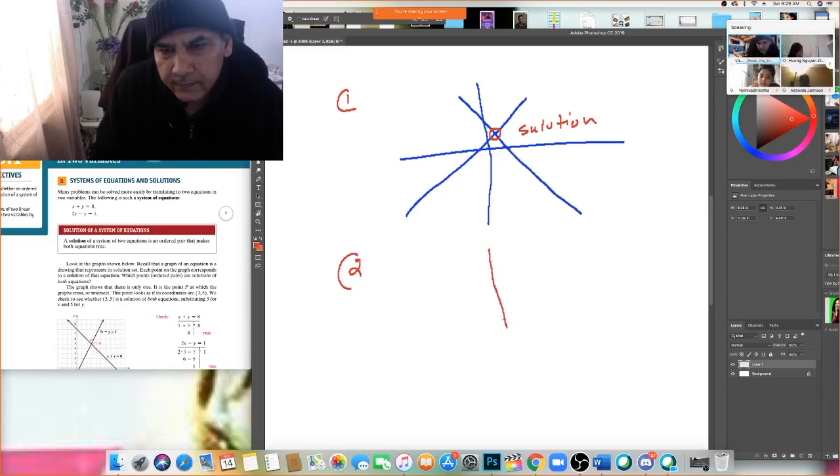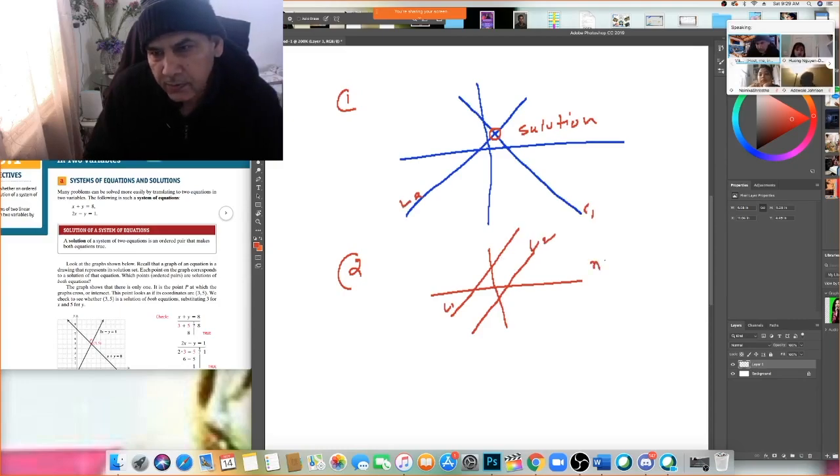let's say we have, this is our first graph, and the second graph we have right here. So the lines are what? Parallel. So no solution. So no solution. Okay.